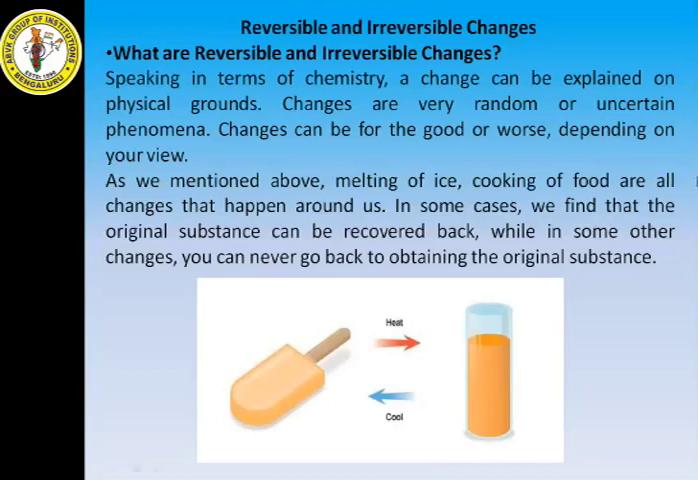So in some cases, we find that the original substance can be recovered back, while in some other changes, you can never go back to obtaining the original substance. So where can you not get the original substance back? In chemical changes. For example, take the example of burning of paper. Previously, you have a paper here. When you burn the paper, after burning, can you get the paper back? No, you will only get the ash. So it is an irreversible change.